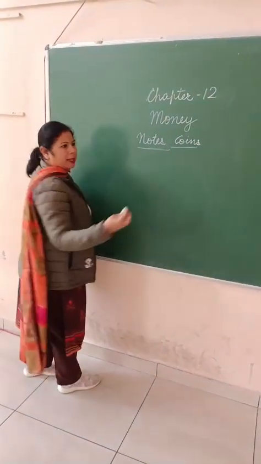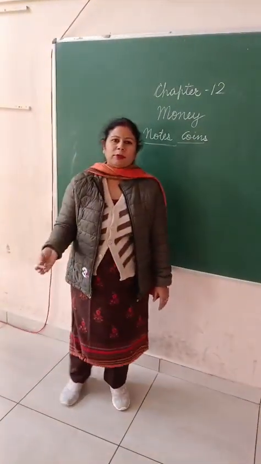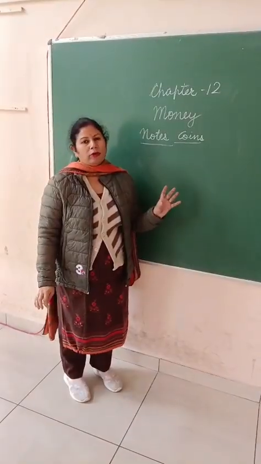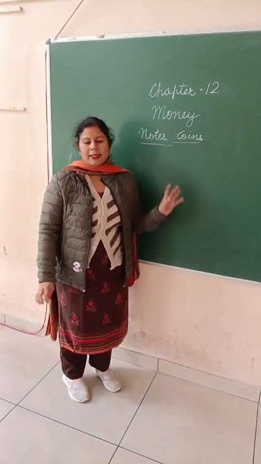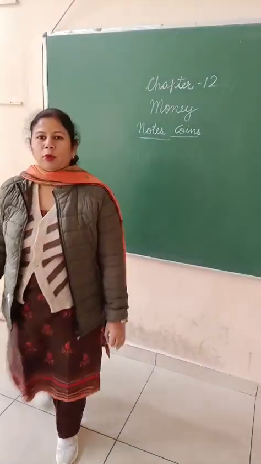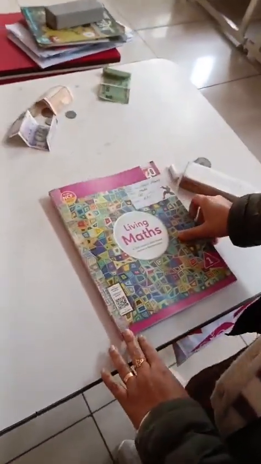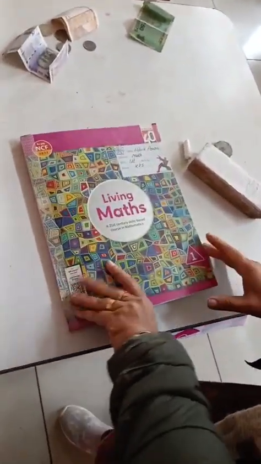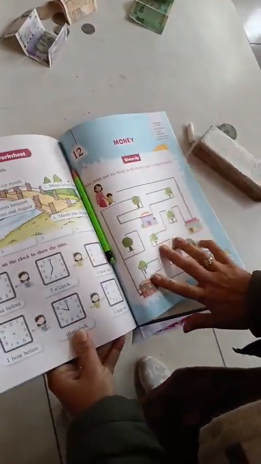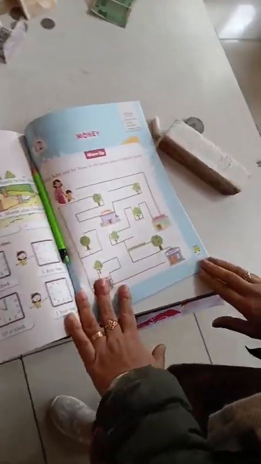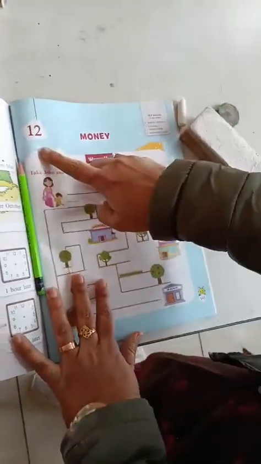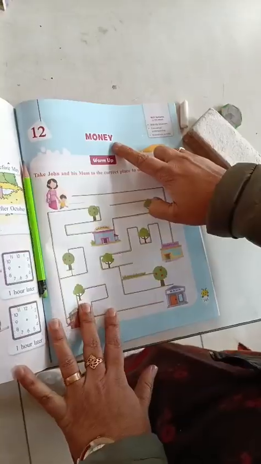Whenever we want to buy something, whenever we want to eat something, we use coins or notes in the form of money. So let's start to read about money. Beta, this is your maths book, Living Maths. Open this book at page number 145. This is chapter number 12, Money, Money.